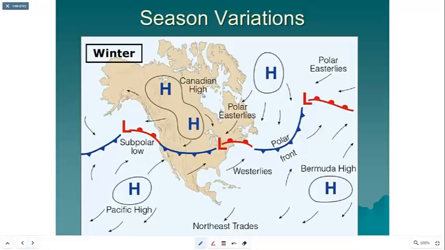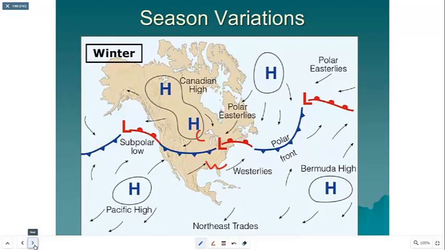Okay, so the Canadian high, here it is. This is the polar front, typically up at around 60 degrees north latitude, but in the winter it does shift south. So the cold air is on this side and the warmer air is on this side of this subpolar low or the polar front.